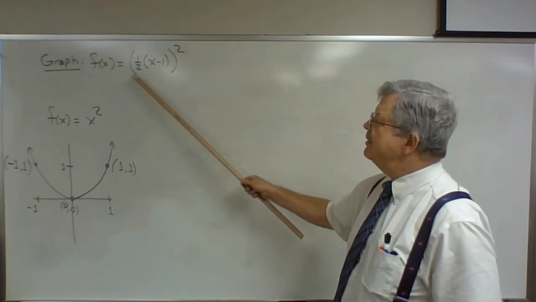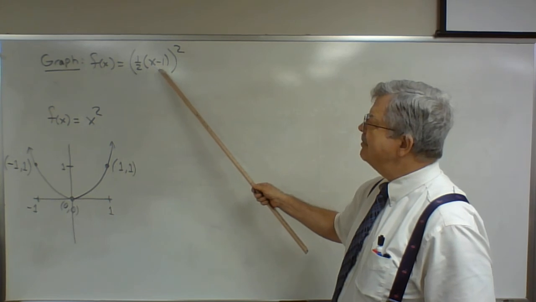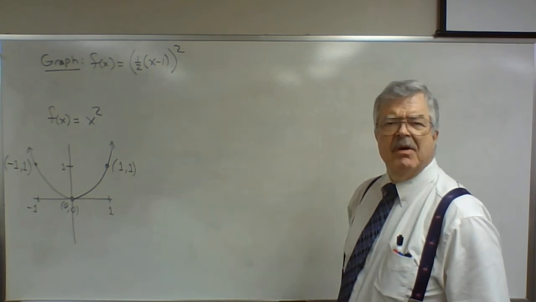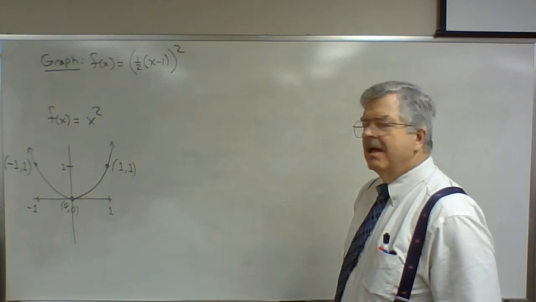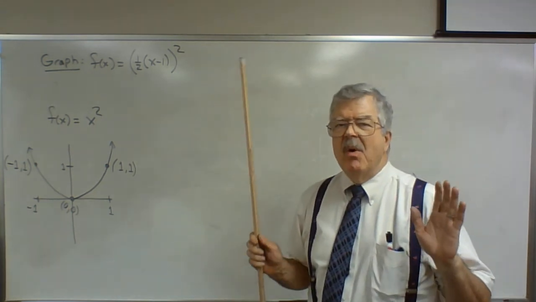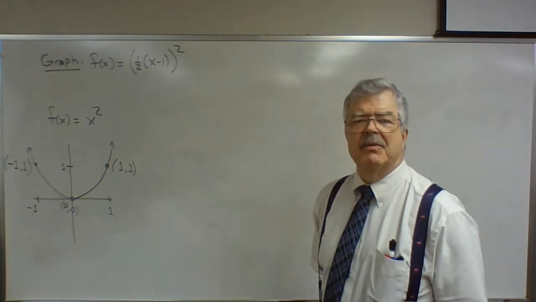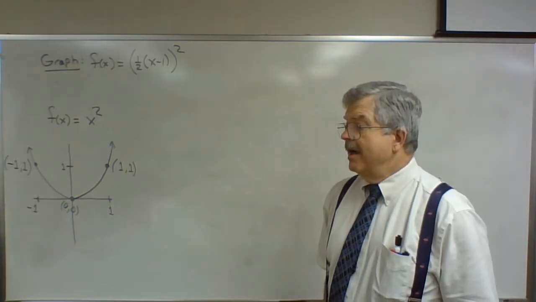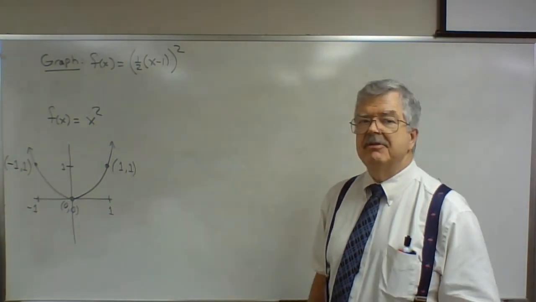F of x equals quantity 1/2 quantity x minus 1, whole thing squared. I don't want to do all of this at once. I want to do it step by step, just like we did the verticals. It's easier for me. It's probably going to be easier for you.